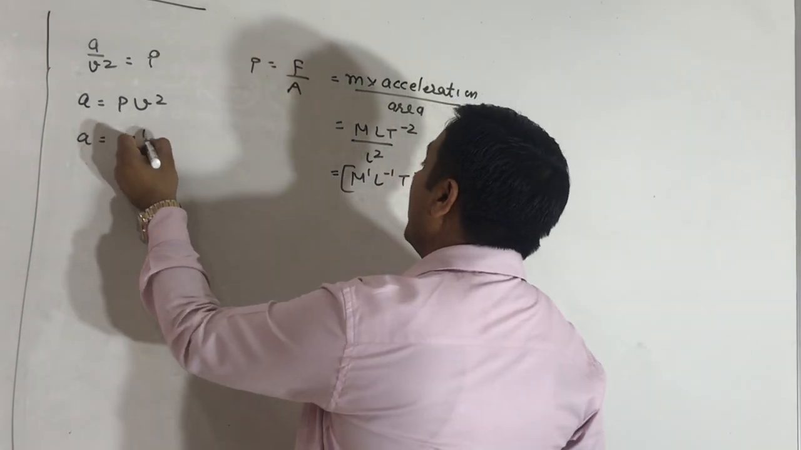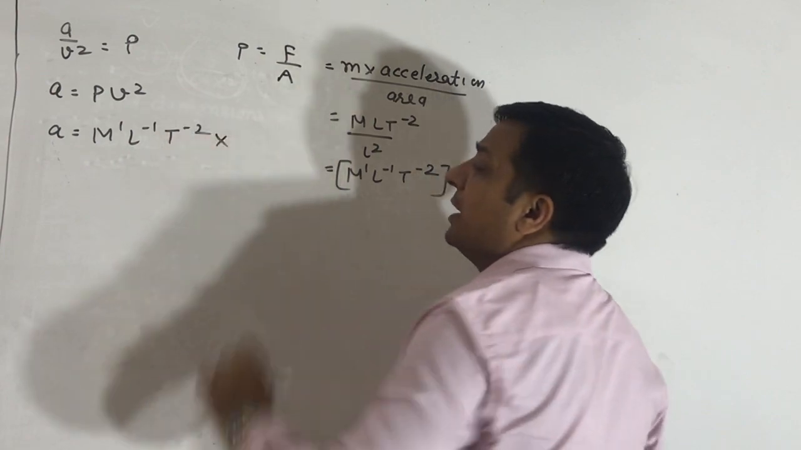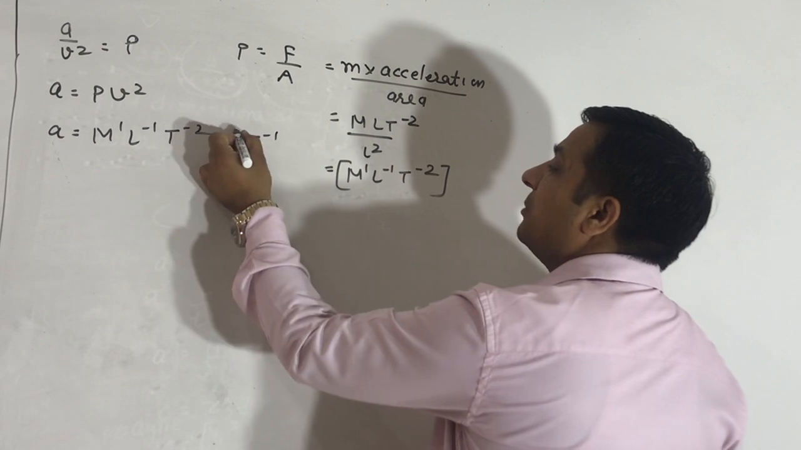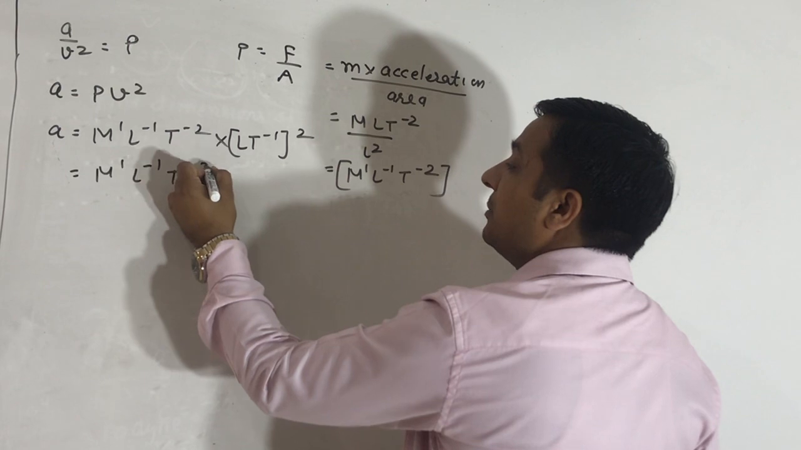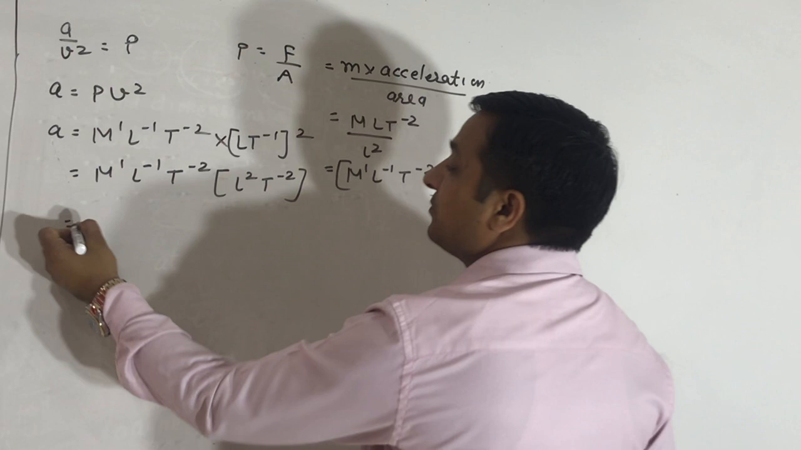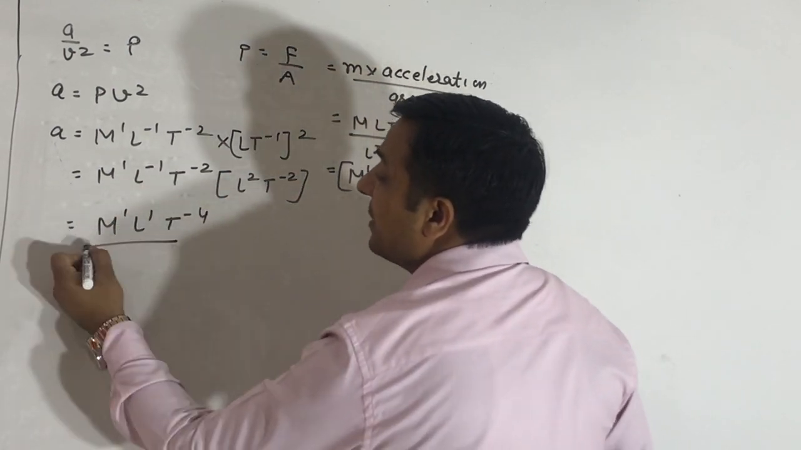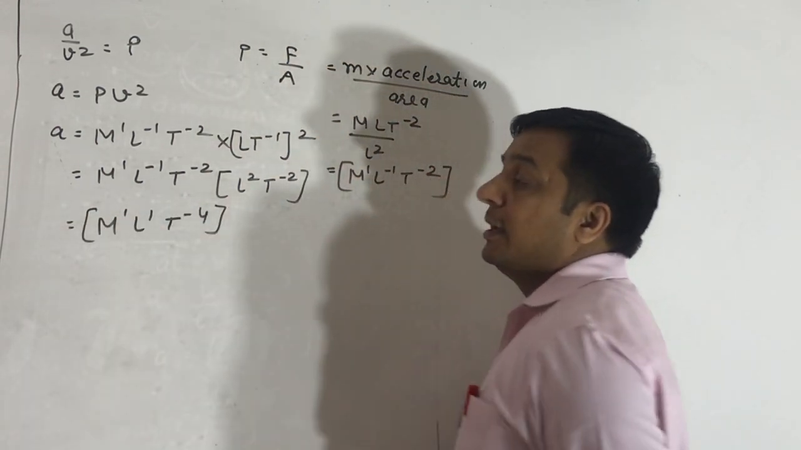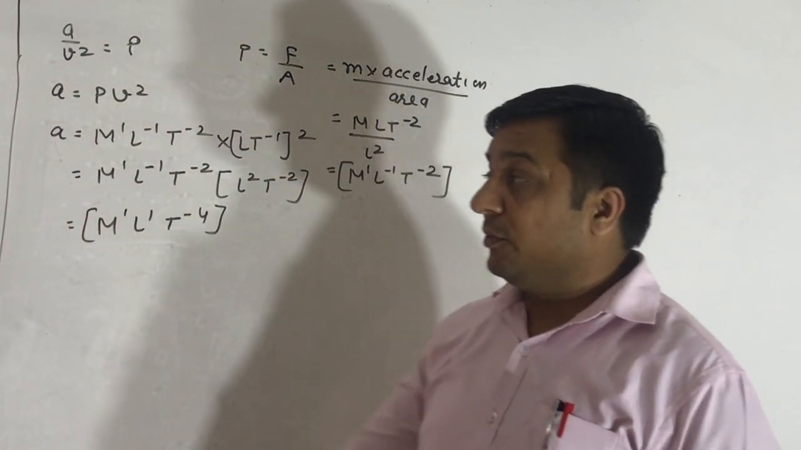You will write M 1 L minus 1 T minus 2 into V square. V is the velocity, and the dimensional formula of velocity is L T minus 1, that is squared. So M 1 L minus 1 T minus 2, and this becomes L 2 T minus 2 here. M 1 L 1 T minus 4. This is the dimensions of A. And again, we will have to find out the dimensions of B. Then what will you think about this?